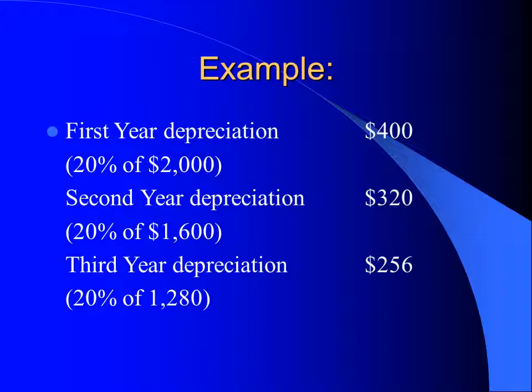And now we come down to the third year, and in the third year the balance of the cost available is $1,280, and we apply the depreciation rate of 20% on this amount to calculate third year depreciation at $256. And we can go on doing this for as long as the life is stated in the question. So if it's 4 years, that is the life of the asset, then we calculate the depreciation for 4 years.